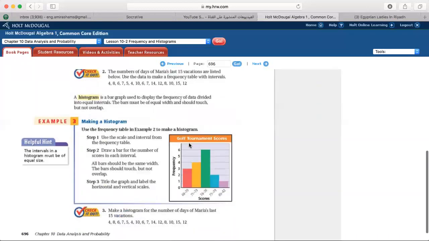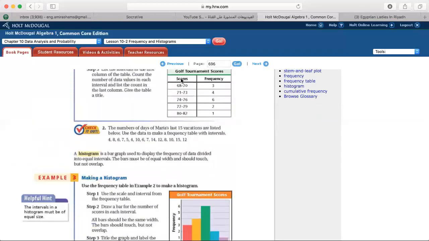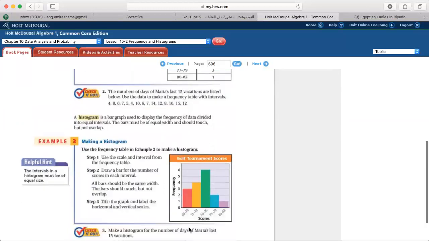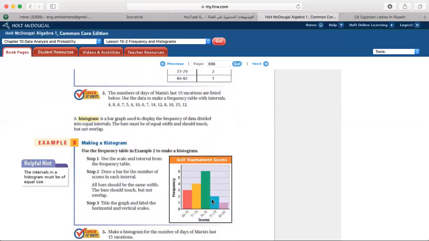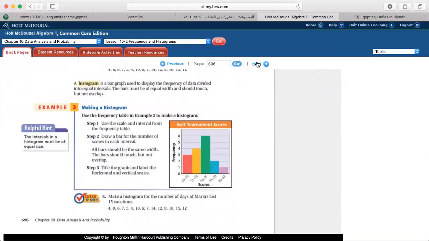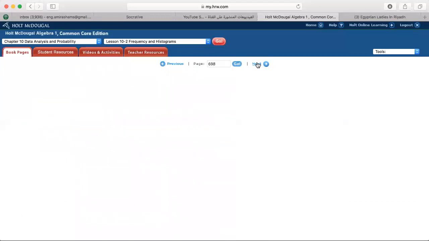So after making the frequency table, I will take the intervals and put them on the horizontal scale, and I will take the frequency and put it on the vertical scale. Then I'm going to draw my bars. Again, the bars should touch each other and not overlap. Let's start to answer some questions together.